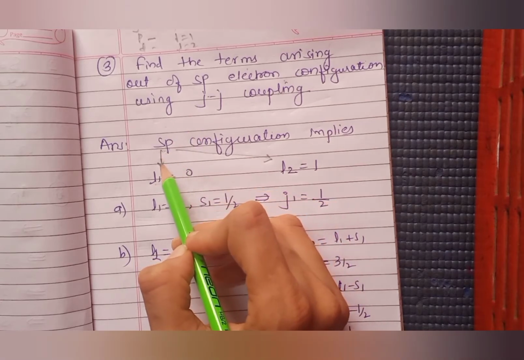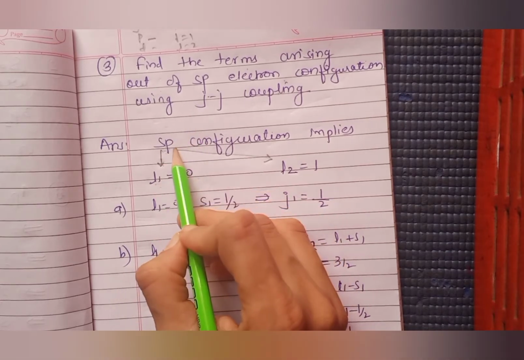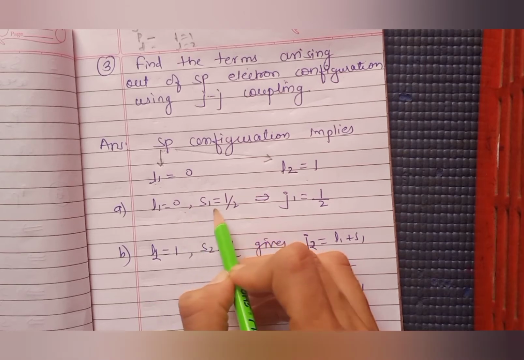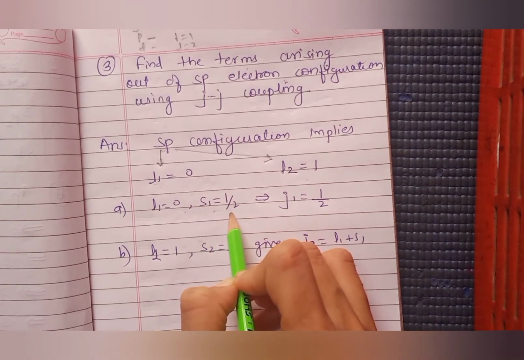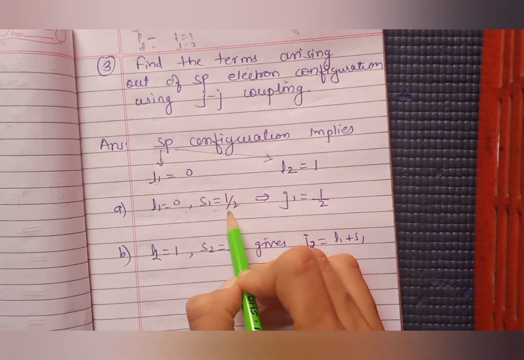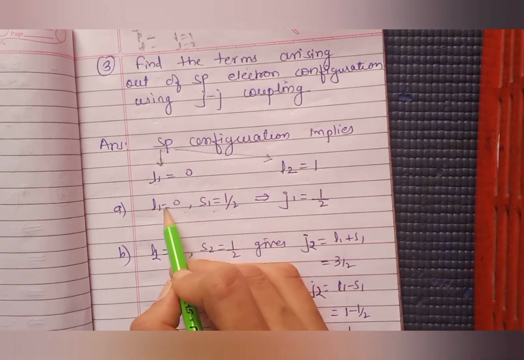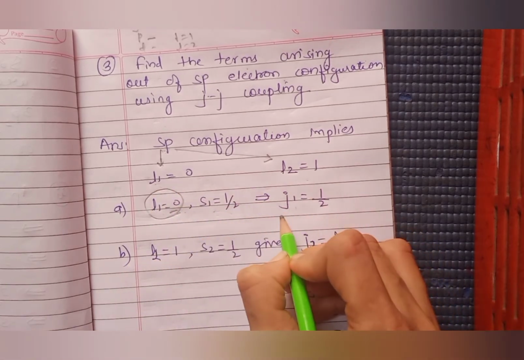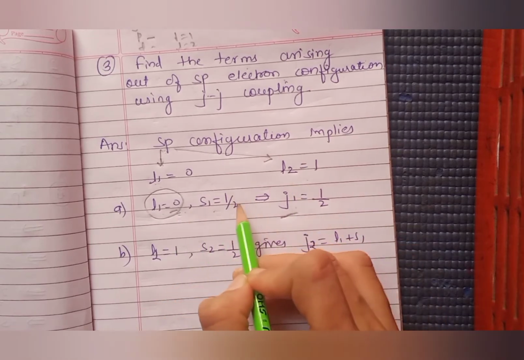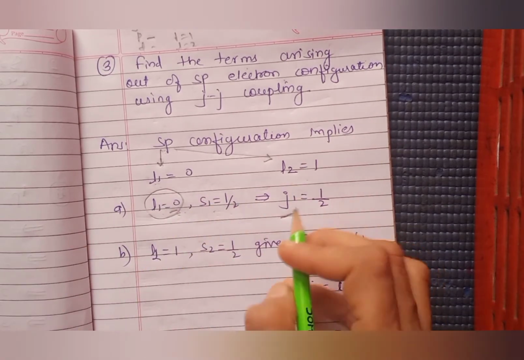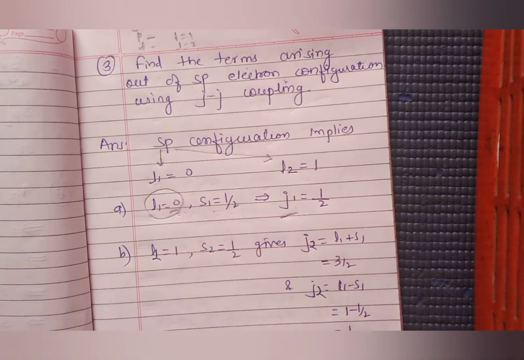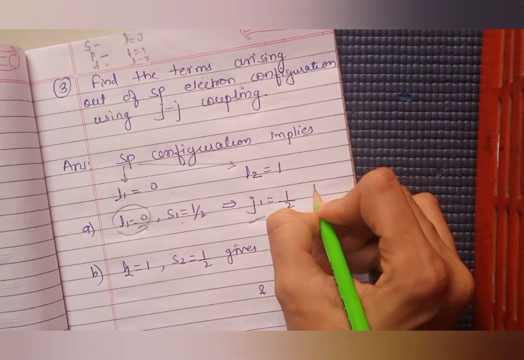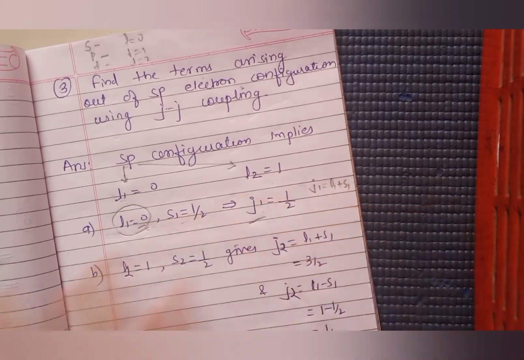So one electron is in S state, so l1 is equal to 0. Second electron is in P state, so l2 is equal to 1. l1 equals 0 and I have s1 equal to half because spin is half for the electron. So when I combine, I'll get j1 equal to half. When l1 is 0, remember this is very important, the j value is given by l plus s. There is only one formula. So l1 minus s1 will not be the formula. When l1 equals 0, the formula for j1 is only l1 plus s1 and not l1 minus s1.